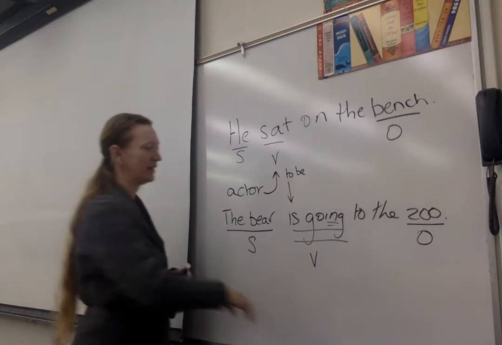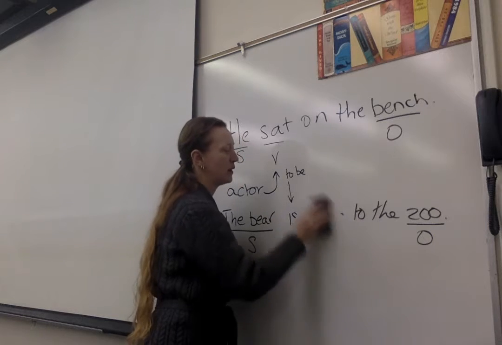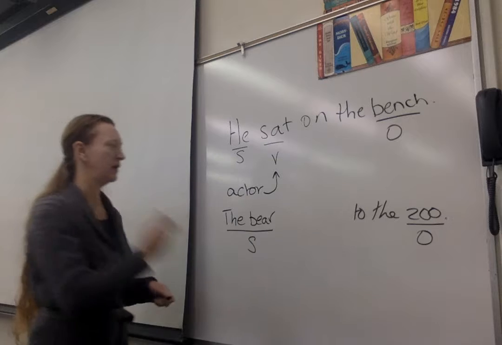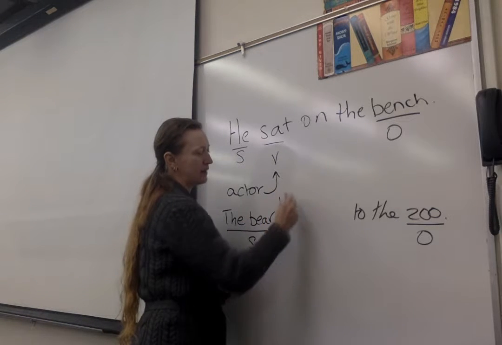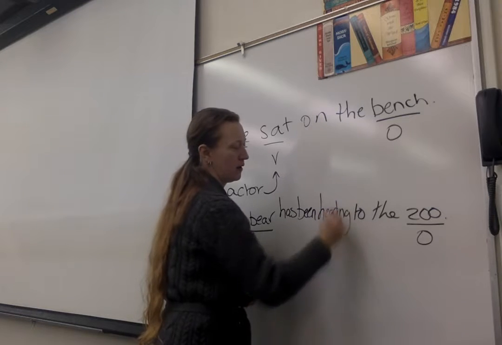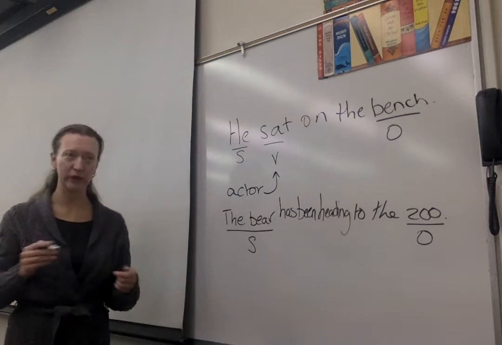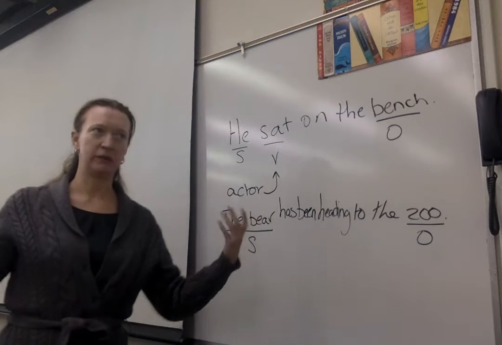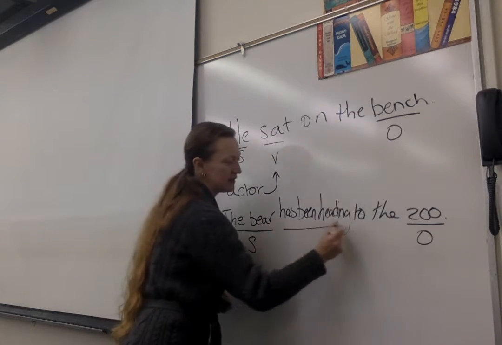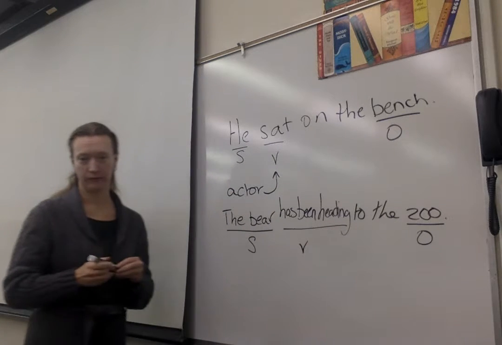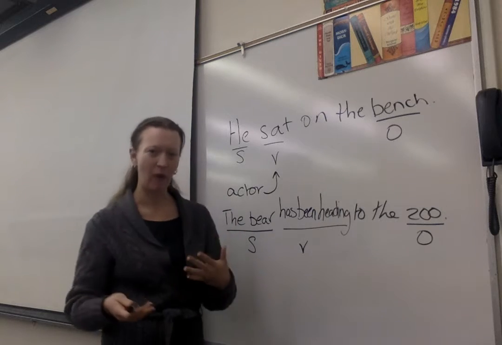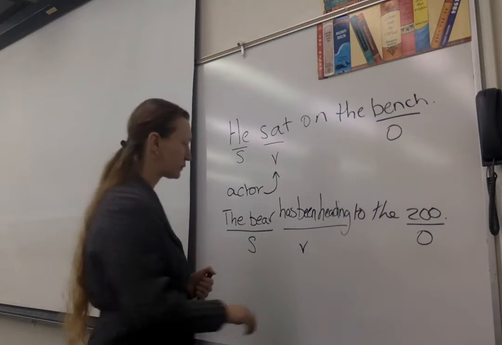There are other verbs that, if you're going to identify them, are 3 words long. So the bear has been heading, let's say. Kind of a colloquial way of saying he was on his way to, right? So has been heading. It is a 3-word verb form, right? Meaning that he has been on his way for a while, but he hasn't quite made it yet.